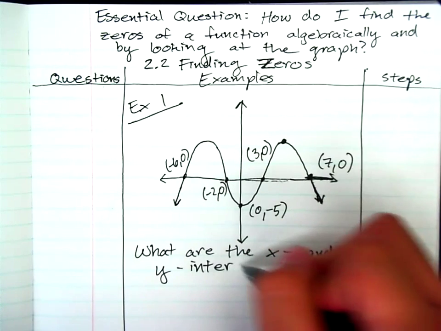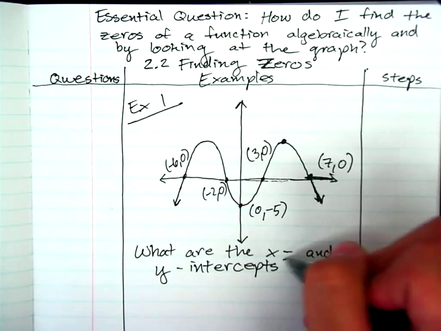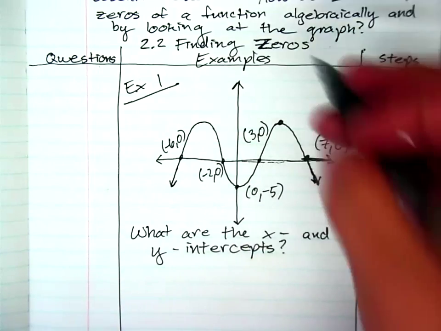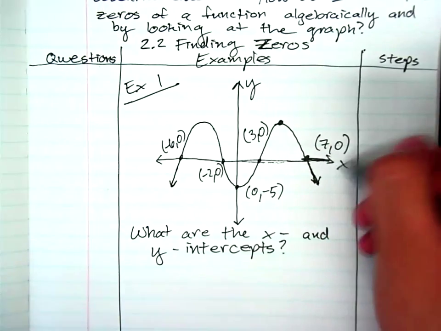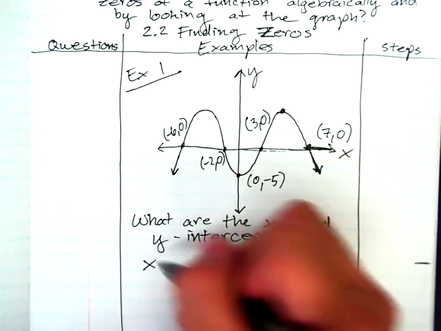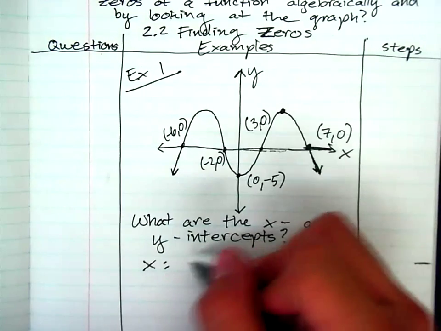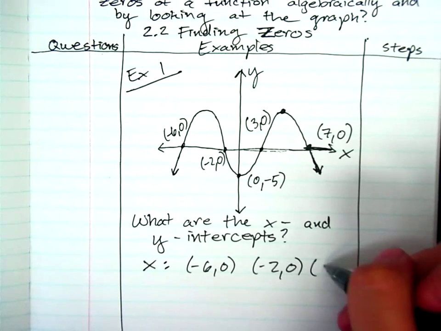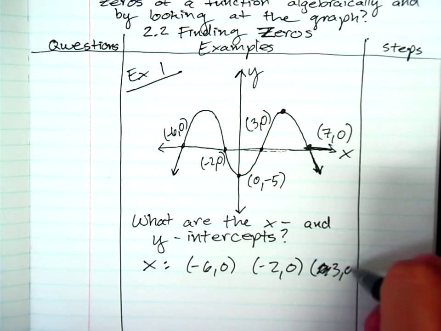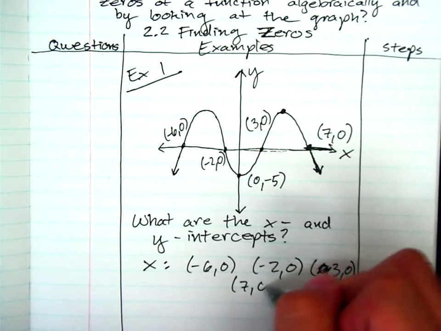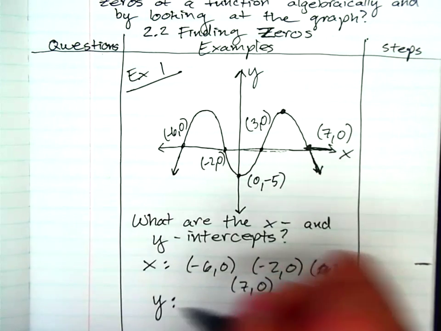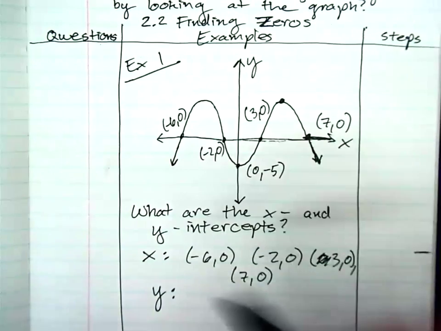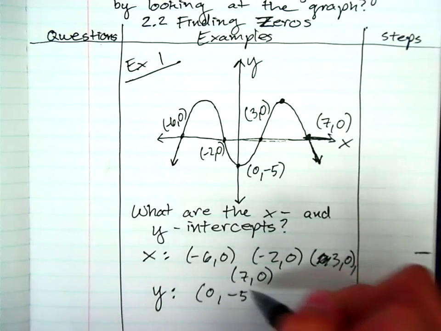And to do this by looking at a graph, it's actually very simple, especially when you're given the graph. All you need to look at is where the function actually intersects the x and y axis. So here obviously being our y, here being our x. So our x-intercepts are going to be negative 6, 0, negative 2, 0, 3, 0, and the last one, 7, 0. For our y's, we only have one y-intercept because our function only intersected the y-axis at one point, and that would be 0, negative 5.